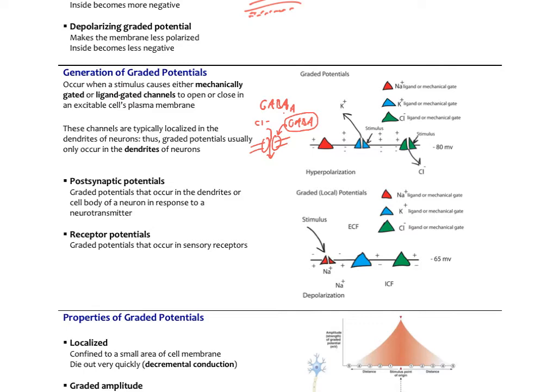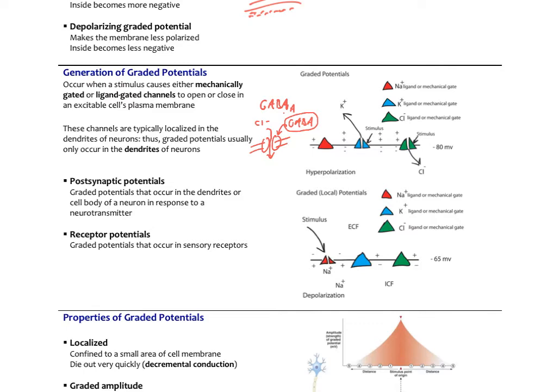Other ligands might cause sodium or potassium to flood in, and that would actually depolarize the cell, making it more likely to fire. A good example there would be the opposite of GABA, which is glutamate. It's a neurotransmitter which is excitatory. We'll look at that when we look at neurotransmitters.